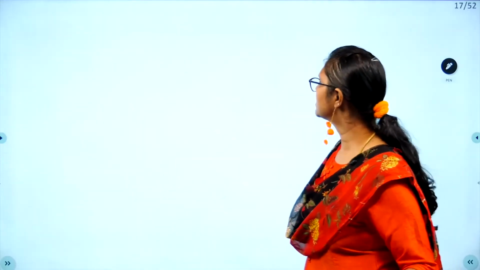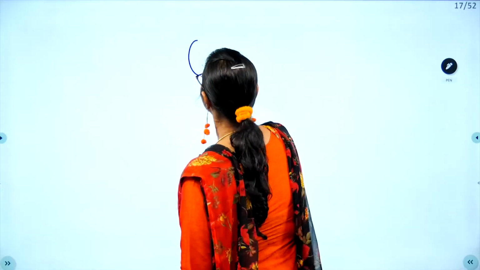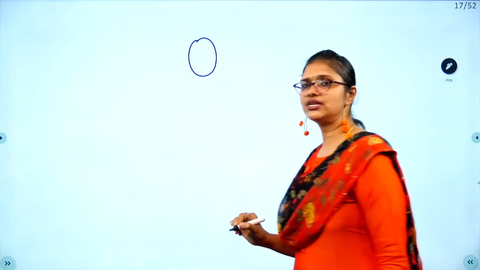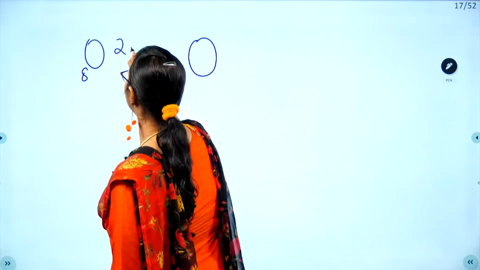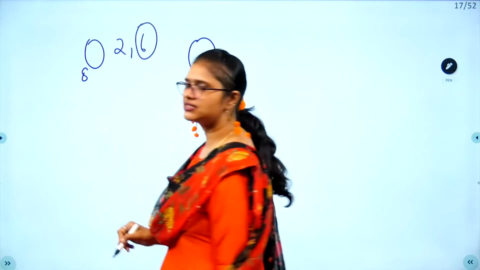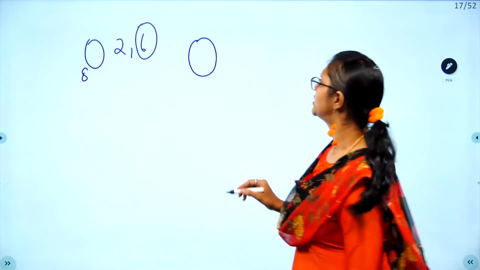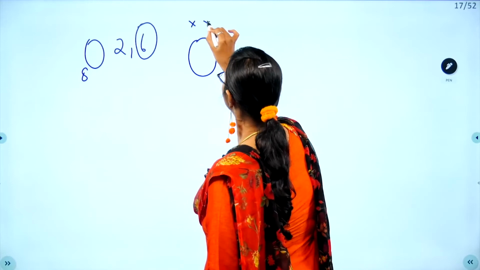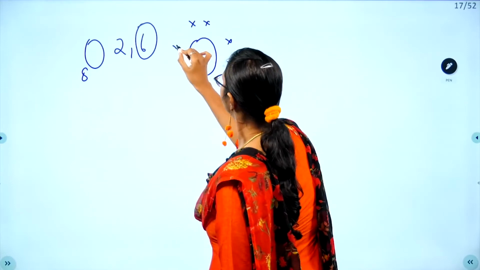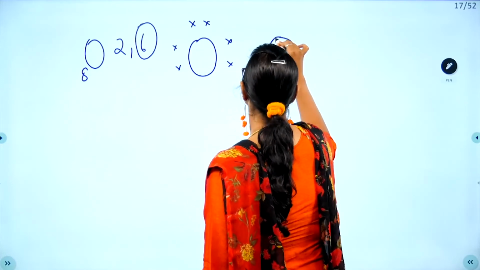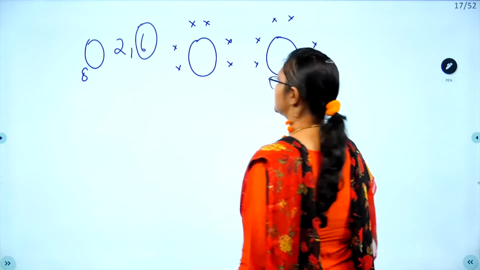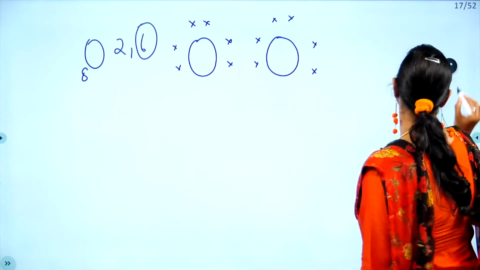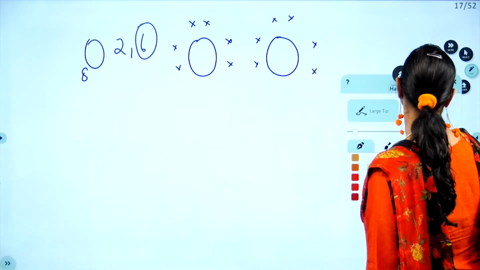Now let us see another example. Let us take oxygen. Oxygen's atomic number is 8, so the configuration is 2, 6. How many valence electrons does it have? 6. So let us draw 1, 2, 3, 4, 5, 6. Another oxygen atom, 1, 2, 3, 4, 5, 6. Fine. Now let us see what kind of sharing happens.